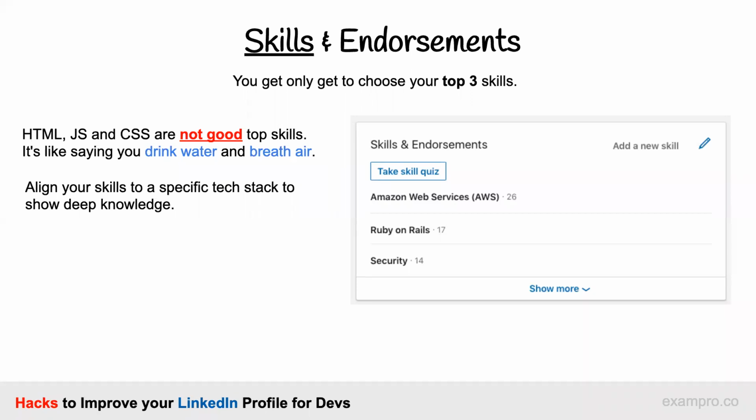Okay, and so a lot of times I'll see people list HTML, JavaScript, or CSS in their top skills. It's because at some point they made a profile and it ended up on there, and some people endorsed them, they didn't change it. But you know what happens when I see HTML, JavaScript, and CSS in your top 3 skills? It's like saying you drink water and breathe air as a developer. It doesn't tell me anything about you. In fact, it might indicate that you're inexperienced because you're not highlighting stronger skills.